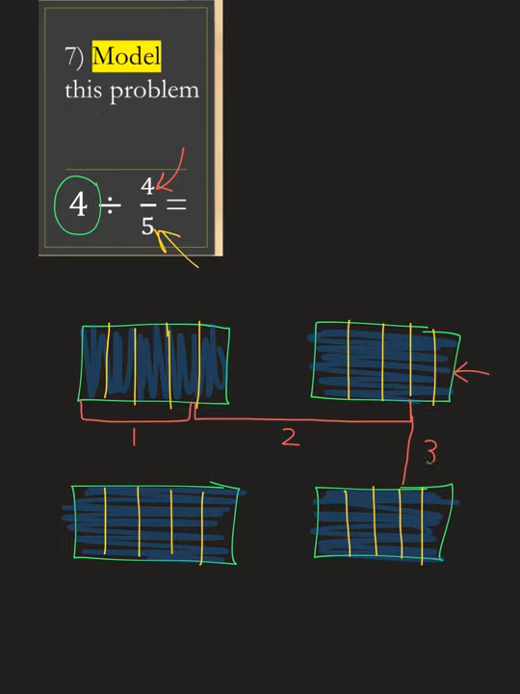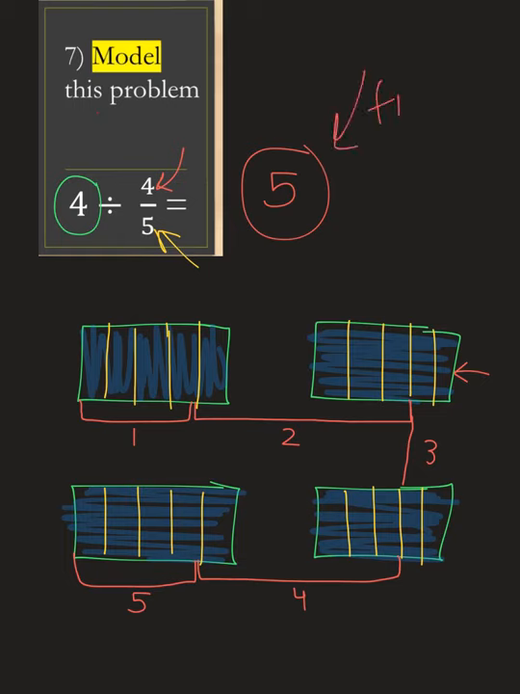There's our third group. Then we have 1, 2, 3, 4. There's 4 groups. 1, 2, 3, 4. We have 5 groups of 4, which means our final answer here would be the number 5. So 4 divided by 4/5 equals 5. Final answer.